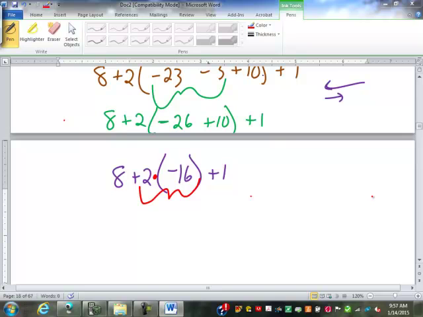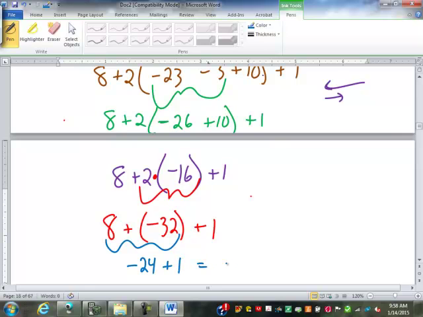So now, multiplication is the highest priority. There's no more enclosing symbols, no more exponents. 2 times negative 16 is a negative 32. So this is 8 plus a negative 32 plus 1. 8 plus negative 32 is a negative 24. Plus 1 is a negative 23. Now that took a lot of paper and a lot of space and a little bit of time. But as long as you go through the steps, it's not bad. The answer is negative 23.